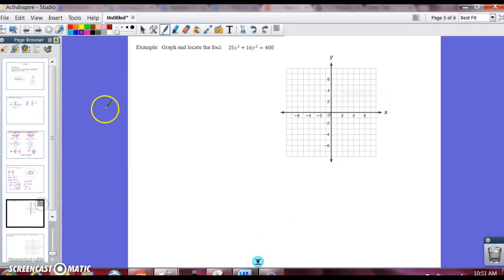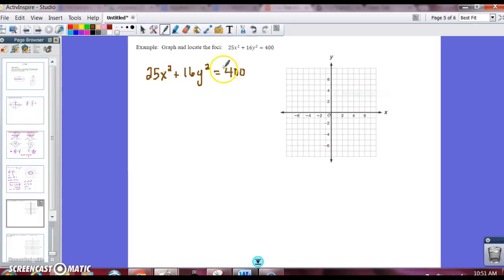Let's go ahead and try another one. Now this one, the equation looks a little bit different. It's not in that standard form. This is actually in general form. But similar to circles, we have to put it into standard form to understand what our a squared is and what our b squared is.